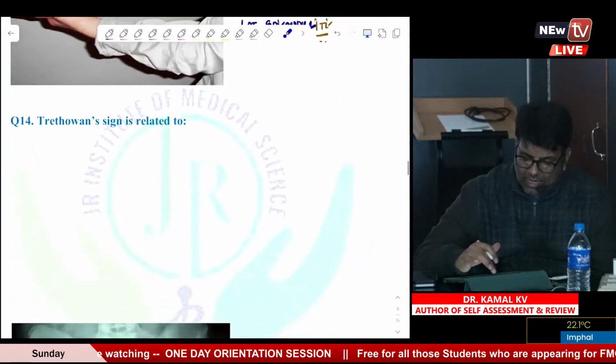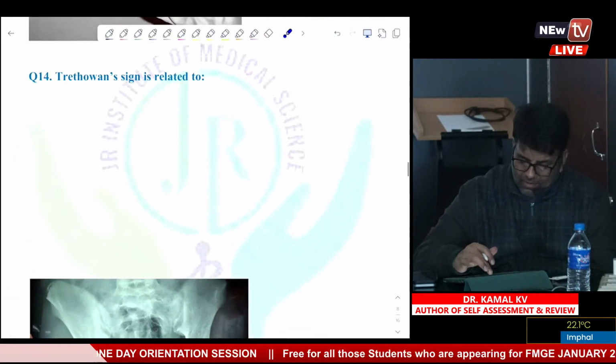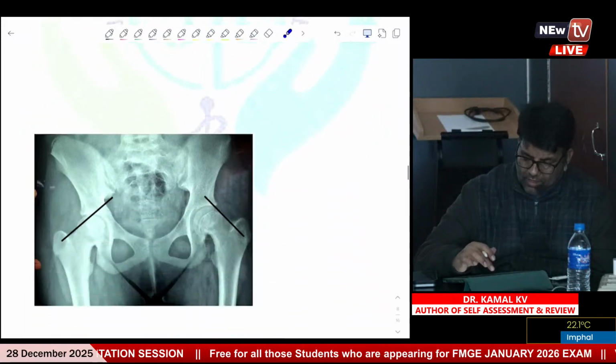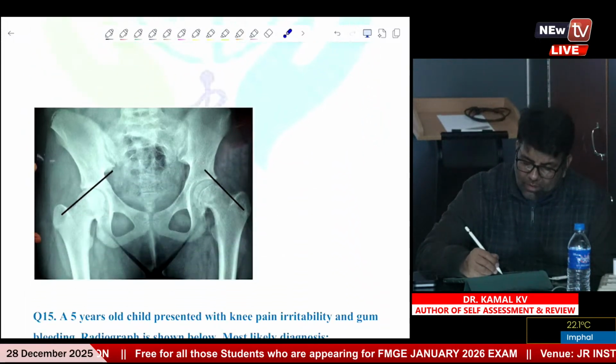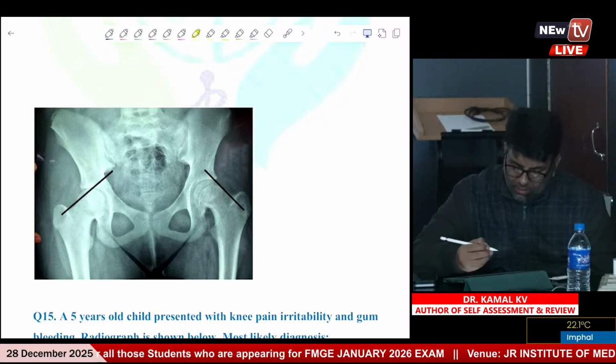Now Trethowan's sign. Any idea what is Trethowan's sign? Where is it seen? Now look here.